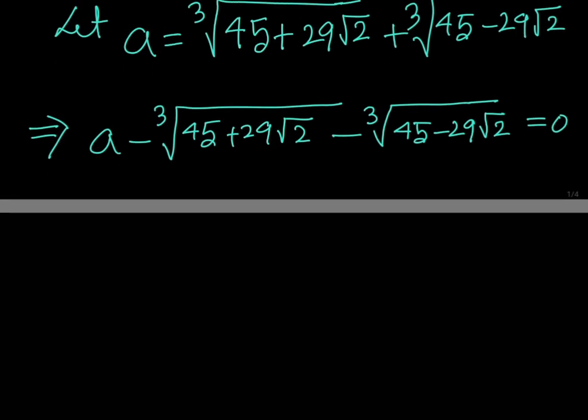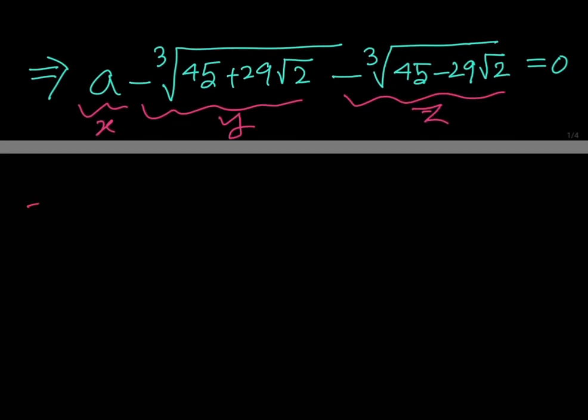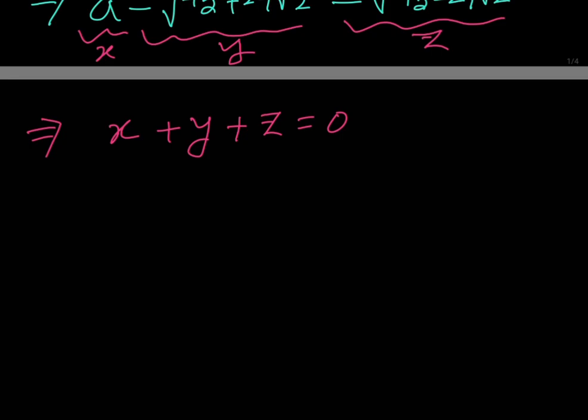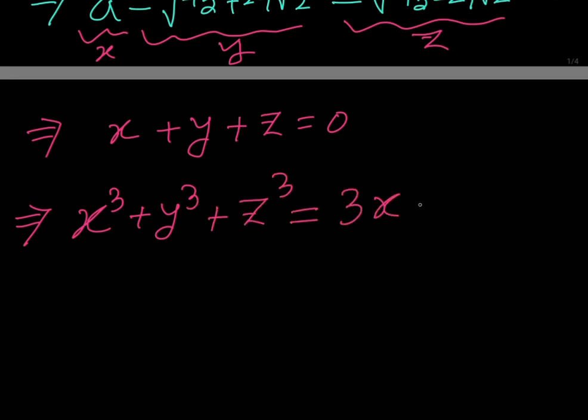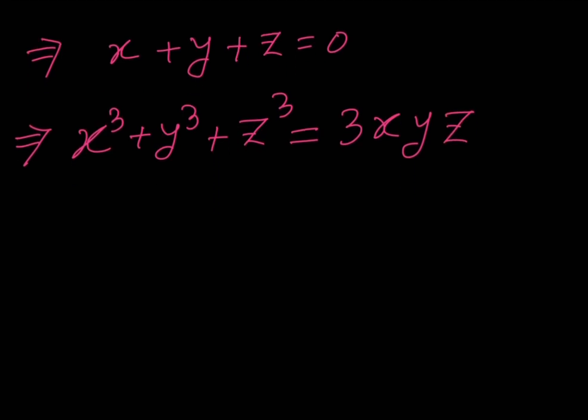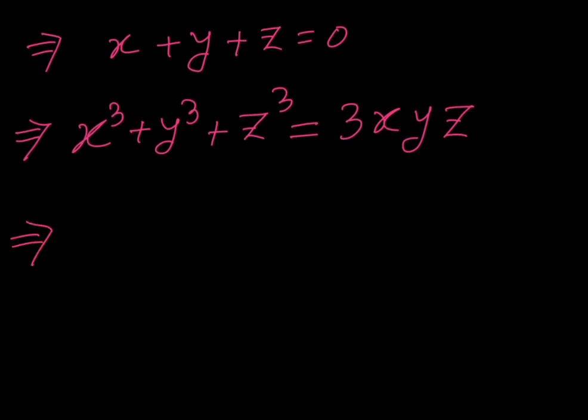Now let x equal a, minus of this equal to y, and minus of this equal to z. Then clearly x plus y plus z will be 0. So now by our result, what will we have? x cube plus y cube plus z cube equals 3xyz. So now we will put the values of x, y, z here.